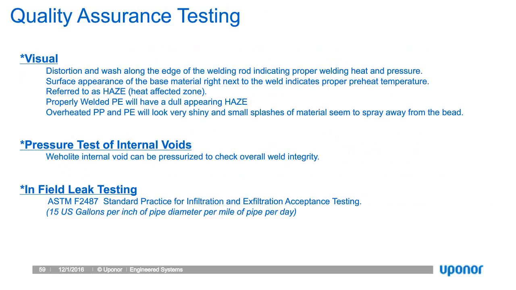So after we have extensive quality control testing, certification of our welding technician, and a quality control plan in place, we also have to have quality assurance testing. And the three lines of defense for quality assurance are visual, pressure testing, and internal leak testing, or exfill, infill testing as we refer to it.